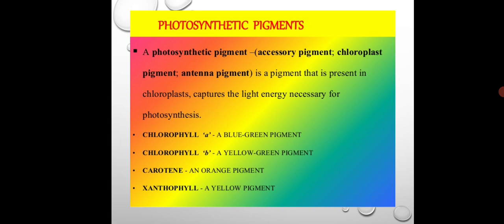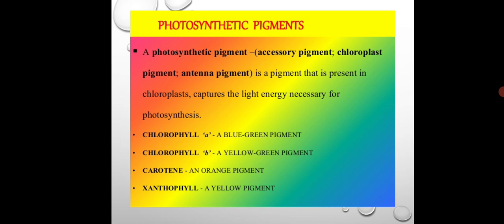These are situated inside the chloroplast in the thylakoid membrane of the photosynthetic organism, and they capture the energy from light and transfer it to a reaction center where the chemical reaction takes place. That is the role of antenna.